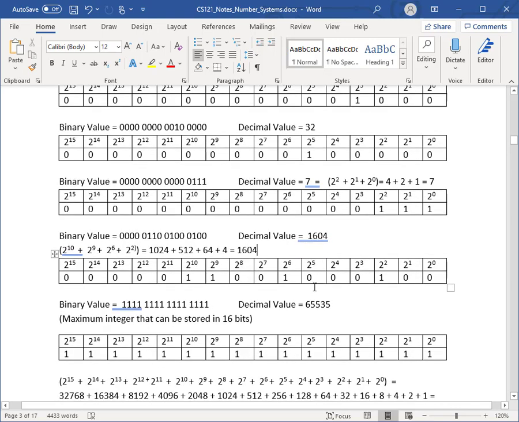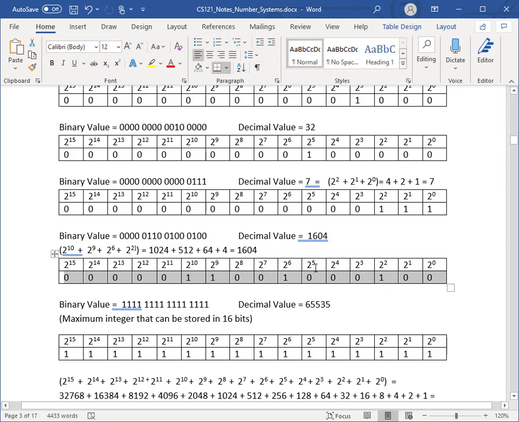A little bit more complicated one. Let's look at this binary string here. We have combinations of ones and zeros. Again, if we place those into our powers of 2 table, then we can pick up the values of 2 wherever there's a 1, find the decimal value for that, and add those all together. In this case, we have a 1 at 2 to the 10th, 1 at 2 to the 9th. We have zeros here. We have 1 at 2 to the 6th and 1 at 2 squared.